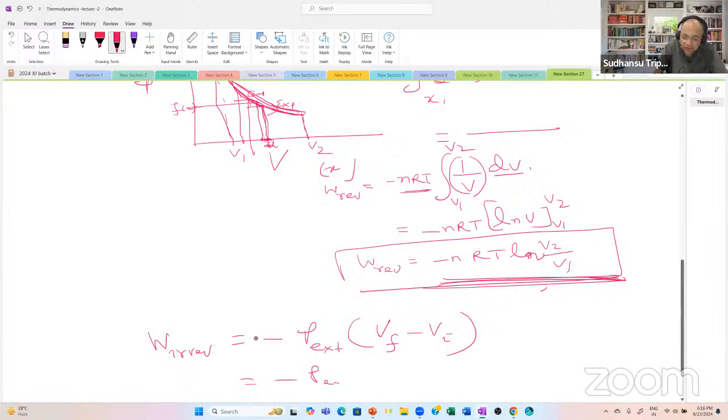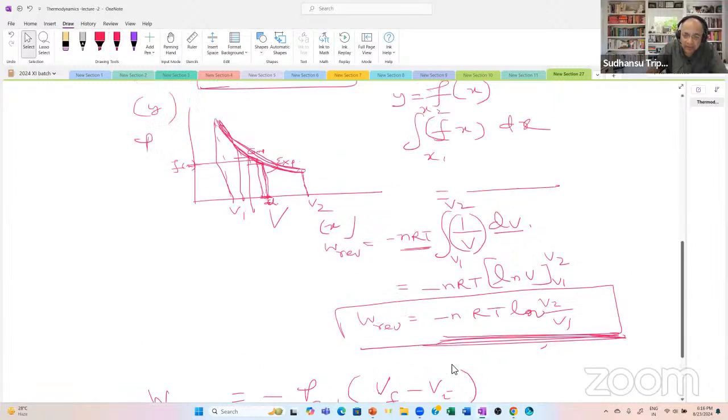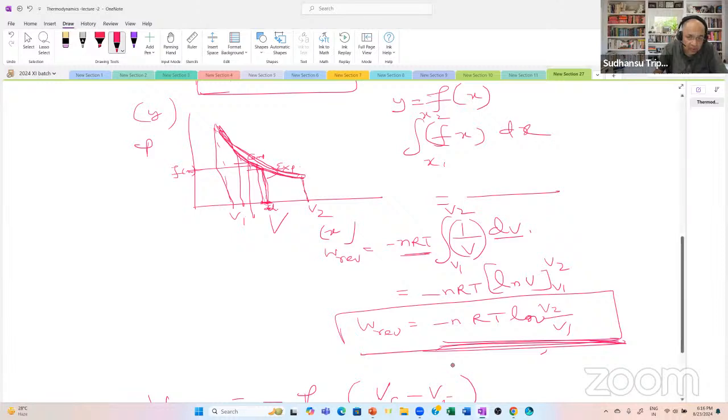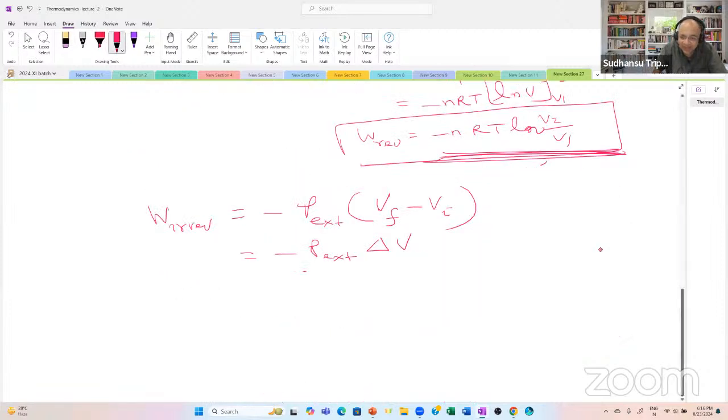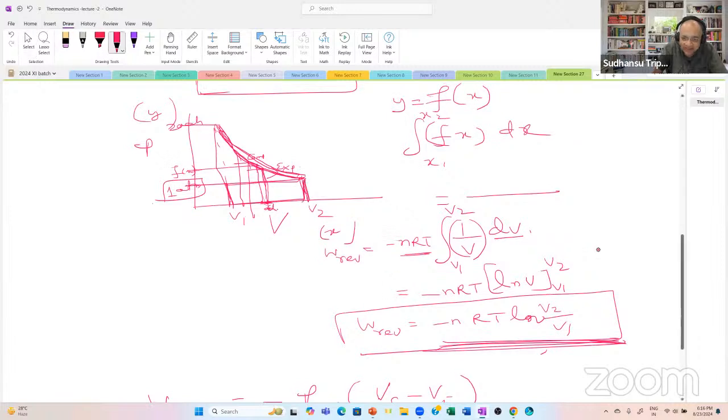Or simply P external into delta V. So if it is expansion, as you know, that we are carrying out the expansion under a lower pressure condition, supposing earlier it was on 20 atmosphere, the expansion is happening under 1 atm, and so here it will be the area bound by this rectangle. This into this means this is 1 atmosphere, the external lower pressure under which the expansion is happening, and this delta V. So P delta V is the area of the rectangle.